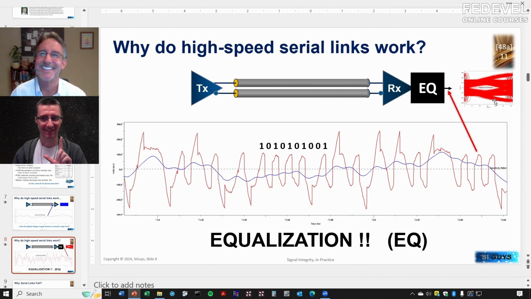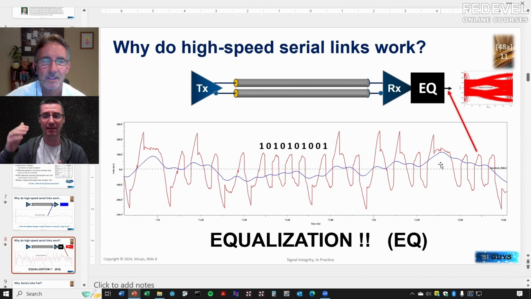Okay, so the second question would be: is this equalization integrated in every high-speed interface? Because even early PCI Express, I think some of them had some kind of early equalization, or there are some levels. You already mentioned these equalizations.